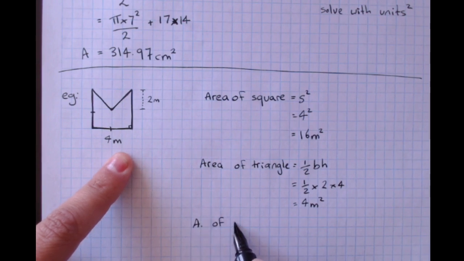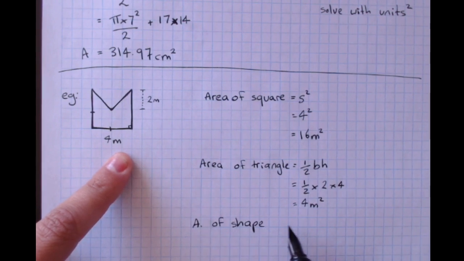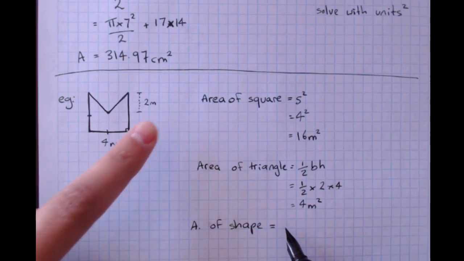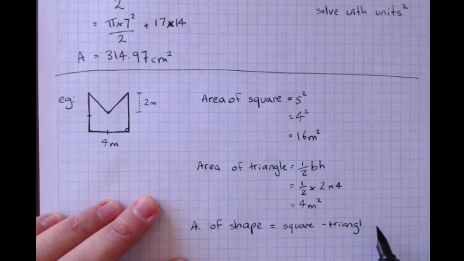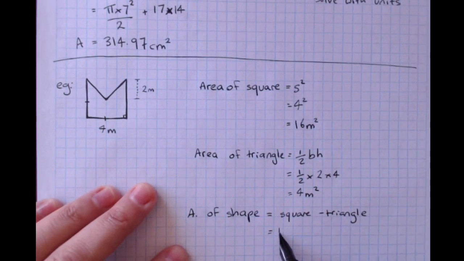Area of the shape is the square minus the triangle: 16 minus 4 is 12 meters squared.